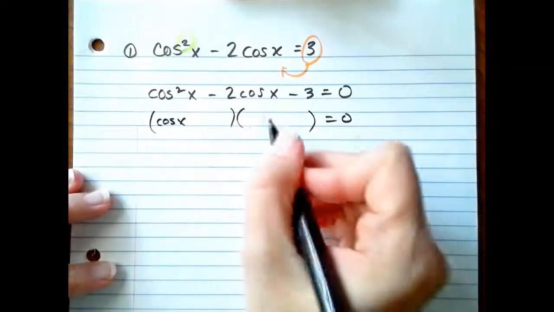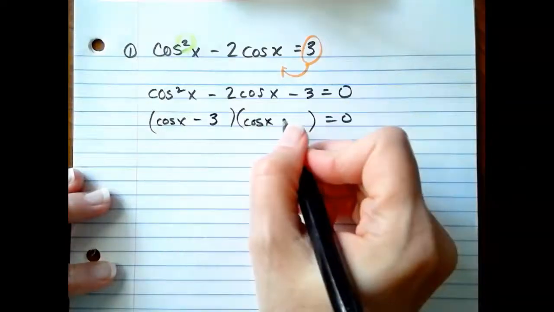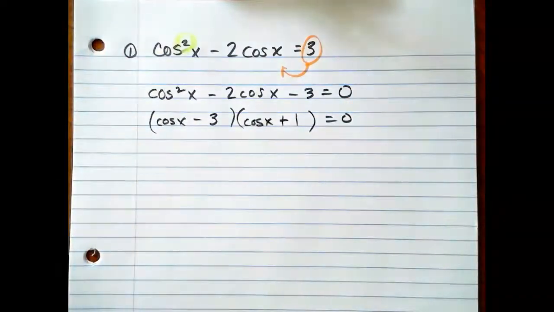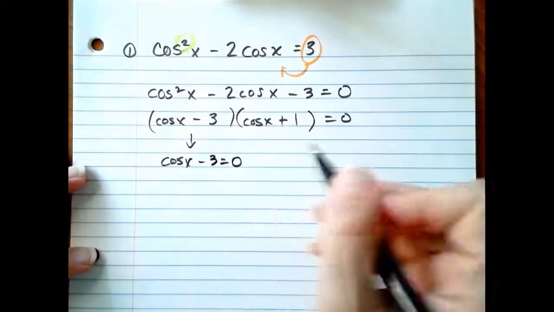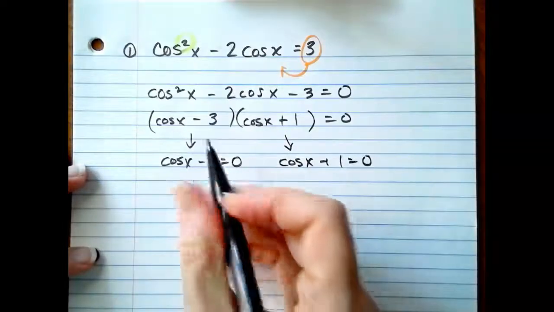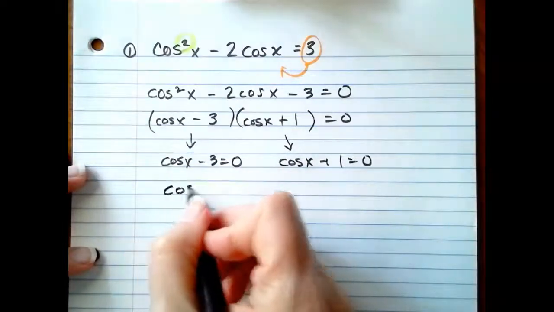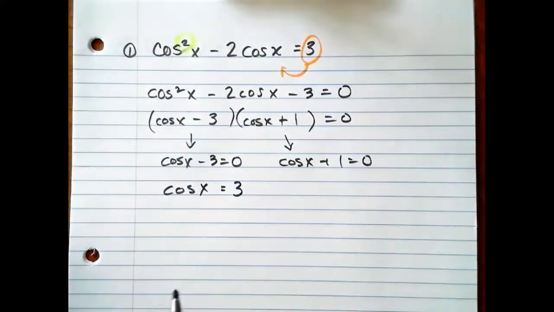So cosine x, a negative 3, and a positive 1. Once we have factored and we are set equal to 0, we're going to set each factor equal to 0, just like we did in algebra class. And this first factor yields the cosine of x equals 3. And the cosine of x is never going to equal 3.